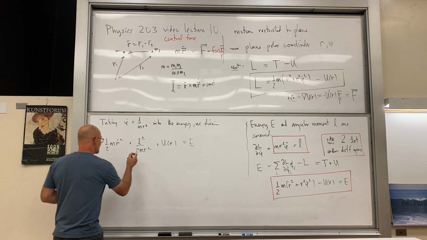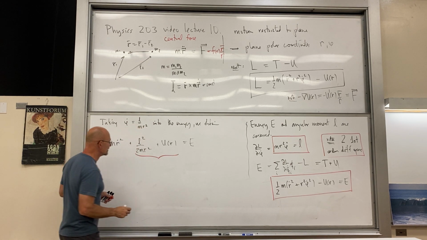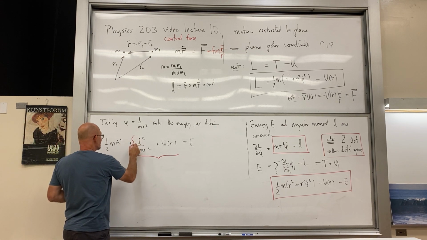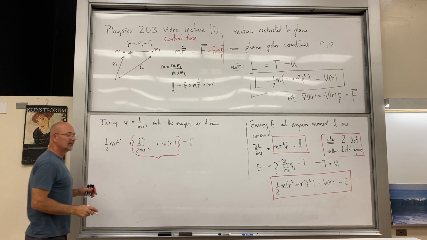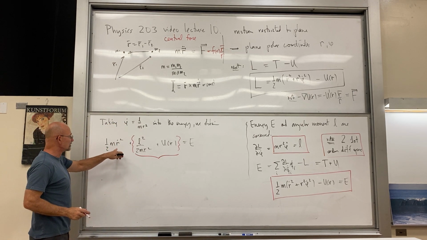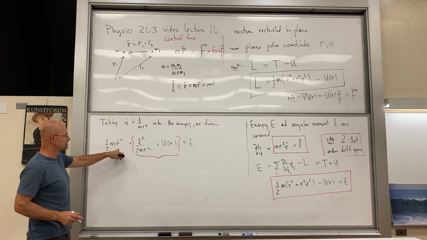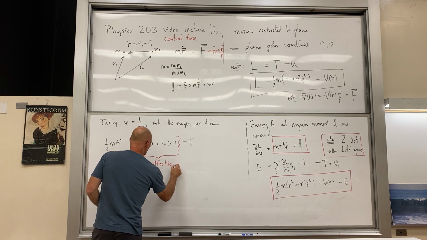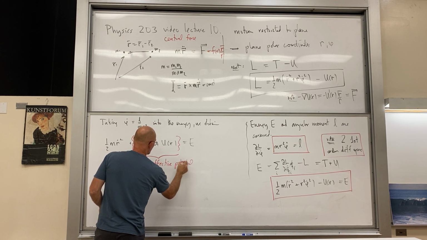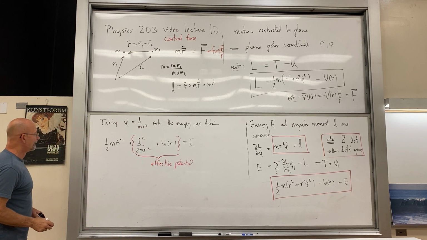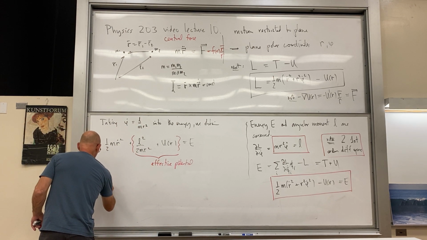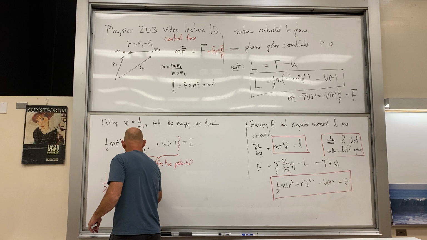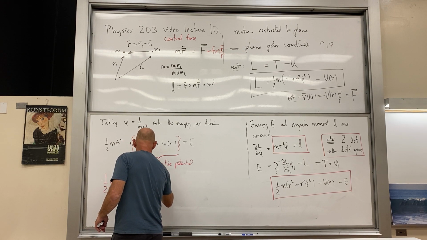And this, you may recall and recognize, is what we call the effective potential. So this, as written here, is effectively a one-dimensional problem because it only has this one dynamical variable r. It's called the effective potential. And I'll go ahead and write it this way: 1/2 m r dot squared plus u effective of r is equal to E.